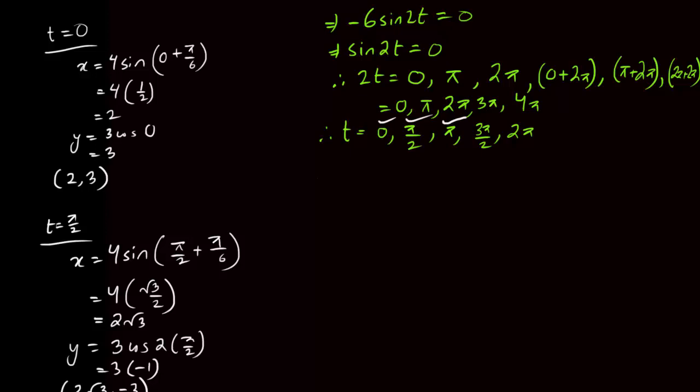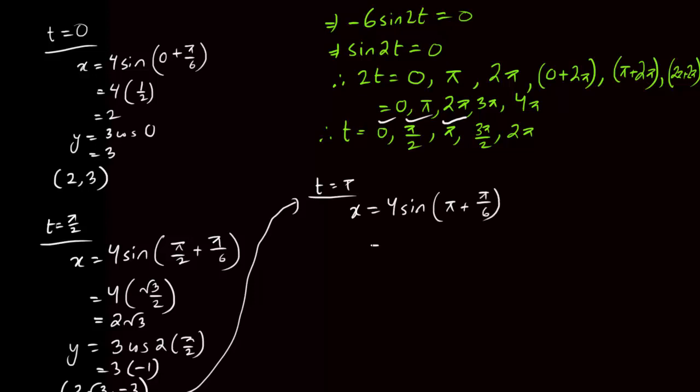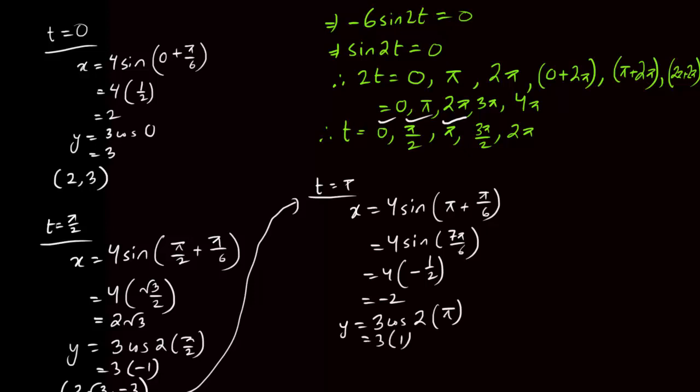Next, we're going to use t equals pi. So x coordinate is going to be 4 sine pi plus pi by 6. So that turns out to be 4 sine 7 pi by 6. And this turns out to be minus half if you use the calculator. So this is minus 2. And the y coordinate turns out to be 3 cos 2 times pi. Cos 2 pi is 1. So this would be 3. So the turning point is going to be minus 2, 3.